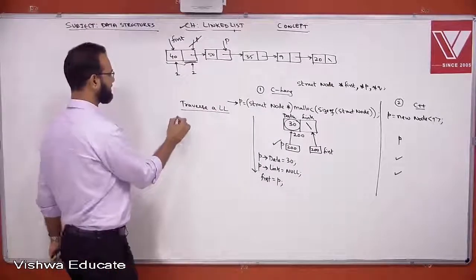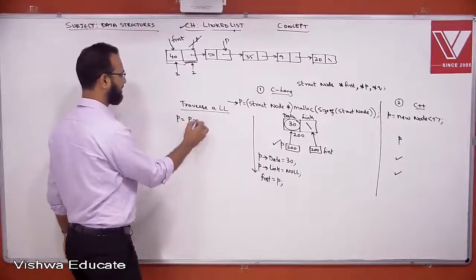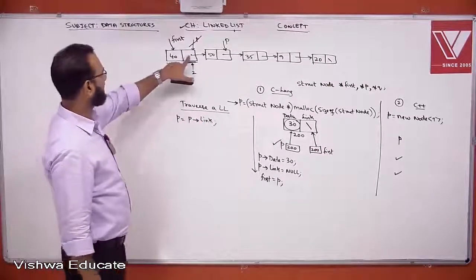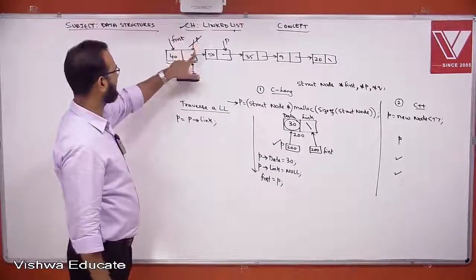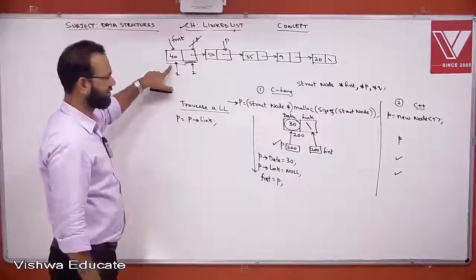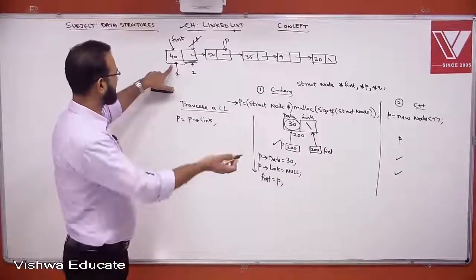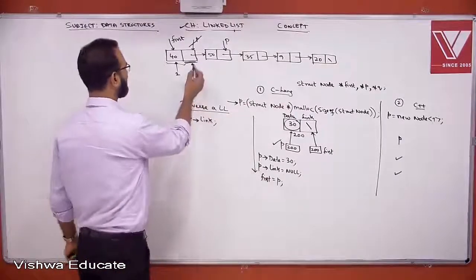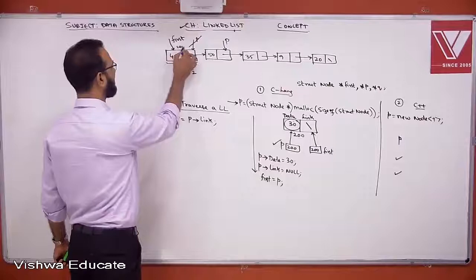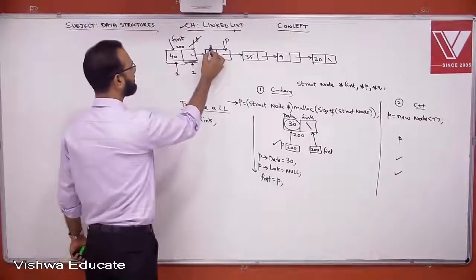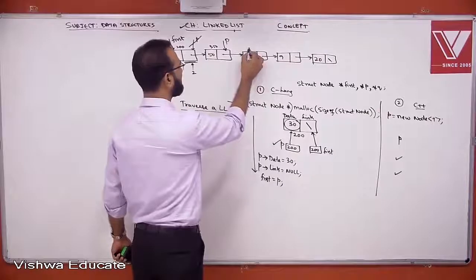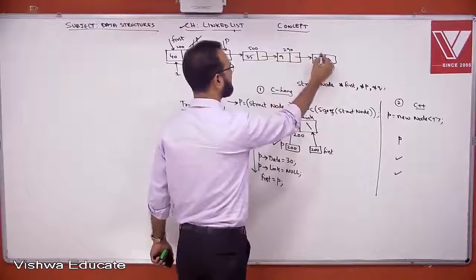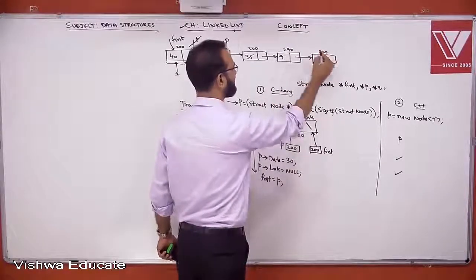How do you traverse a linked list? You say P assigns P arrow link. Earlier, what is the address of P? P stores the address of the 40 node. Now I want to change the address from the 40 node address to the 50 node address. So now assume some memory addresses are here, say 200 is the memory address for this node, 350 is the memory address for this node, 500 is the memory address for this node, 290 is the memory address of this node, 720 is the memory address of this particular node.